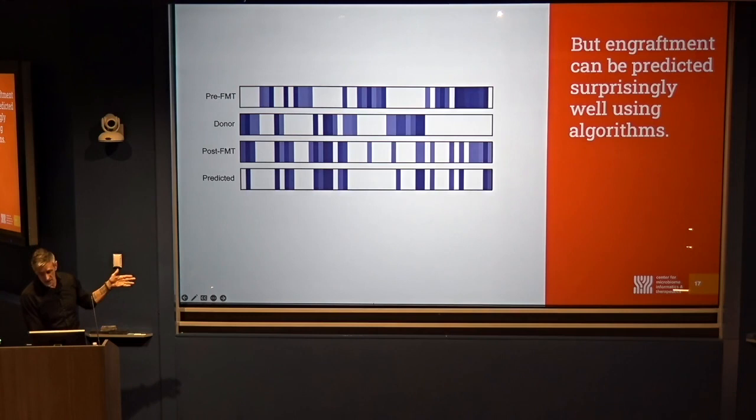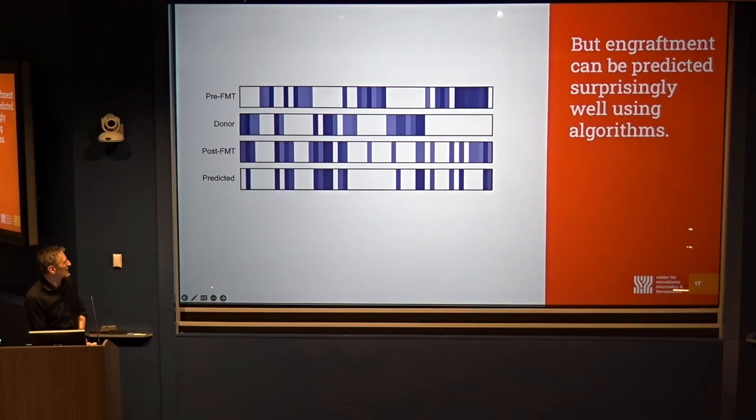And there are some surprising things I think we can learn from these algorithms. So if you look at the corner on the far right, the column on the far right, you can see that pre-FMT, this patient didn't have the bacteria. Post-FMT, or sorry, the donor didn't have the bacteria. Post-FMT, the patient picked up this bacteria. So this bacteria wasn't in the patient initially, and it wasn't in the donor. But after the procedure, they picked up this particular bacteria. And none of that is super surprising. What's really surprising is that the algorithm predicted they would pick up that bacteria.